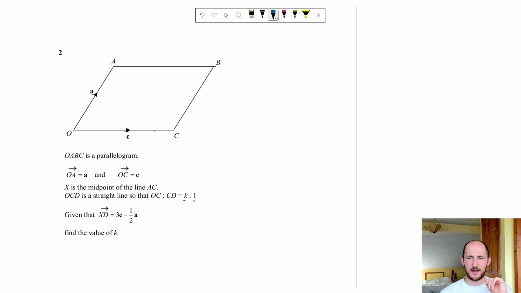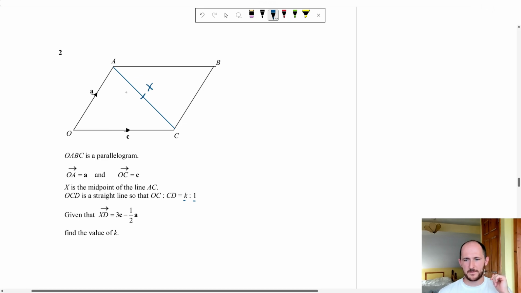So we have a parallelogram. What does that mean? It means the opposite sides are parallel, so it means A to B is also O to C, and O to A is also B to C. We're probably not really going to use that. We could use it though, but I don't think we need to. X is the midpoint of the line AC, so again, let's add that on. Draw a straight-ish line. I love Microsoft so much. And X is over here.